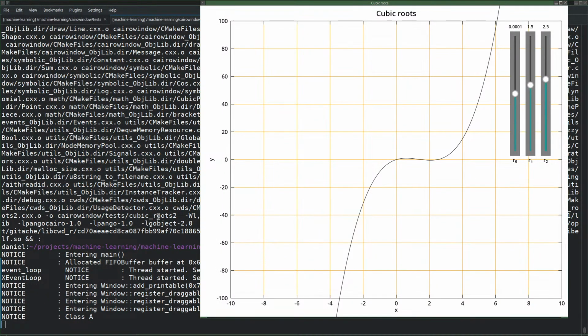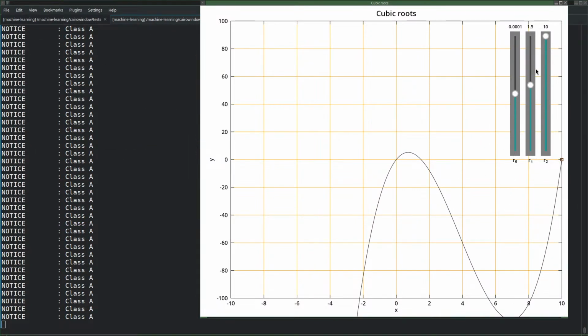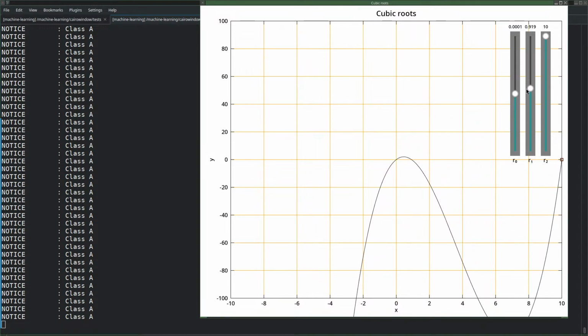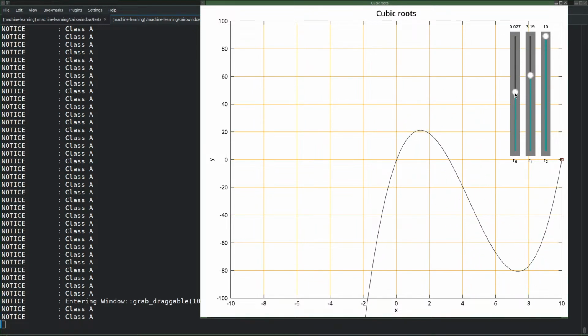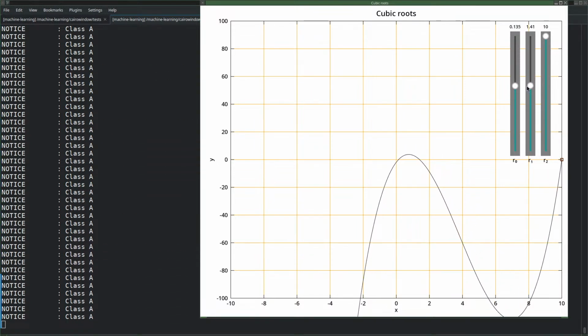Class A. Okay, that works. Let's put this one at 10. This is class A until... Okay, let's make this a bit bigger. Definitely still class A. Now it becomes B.